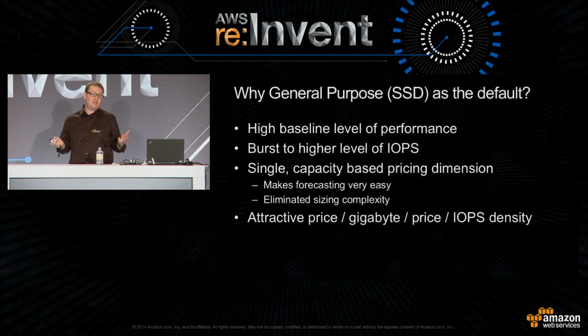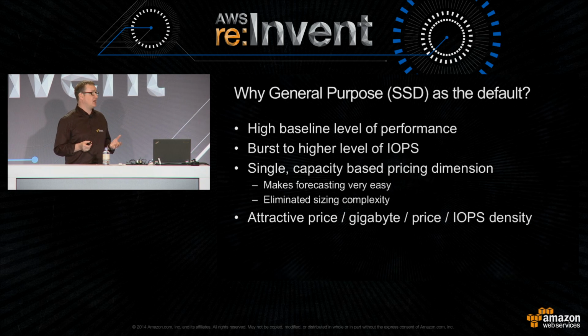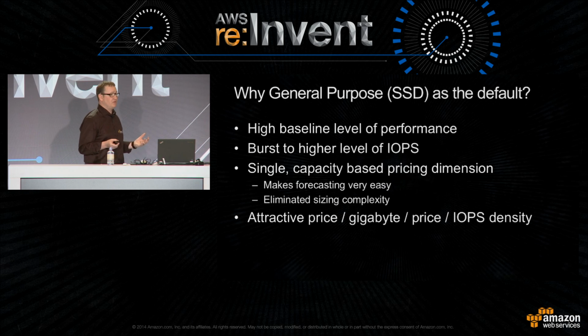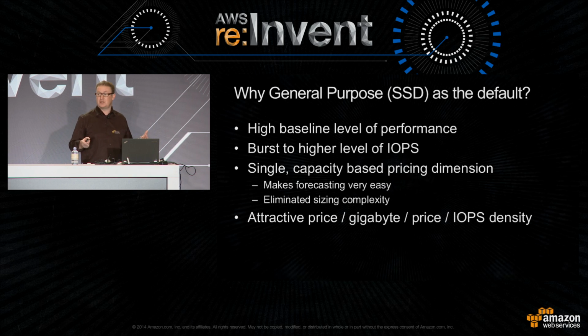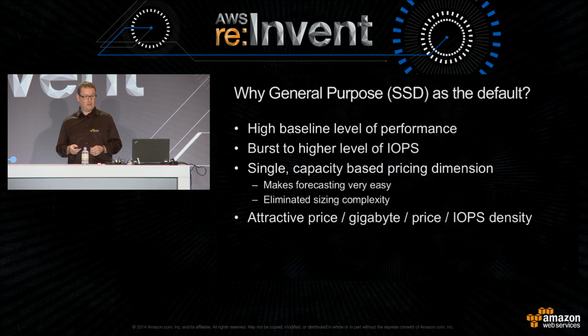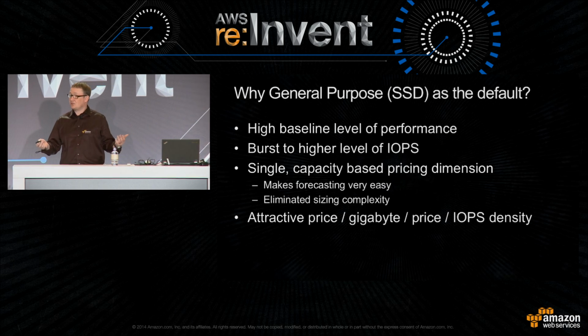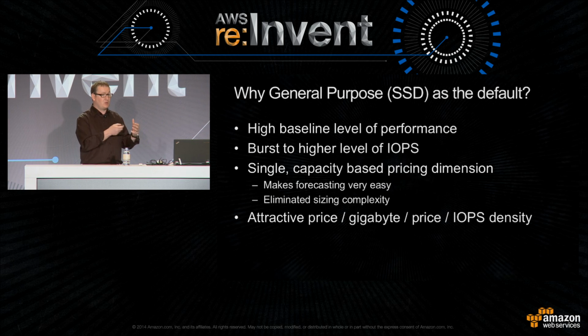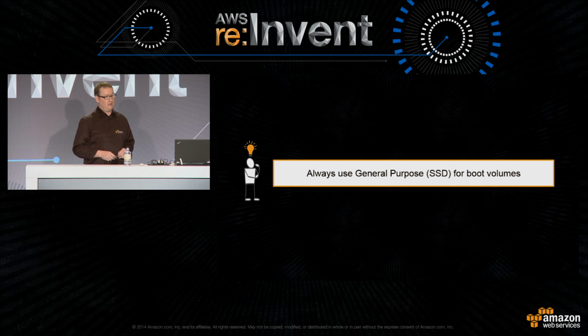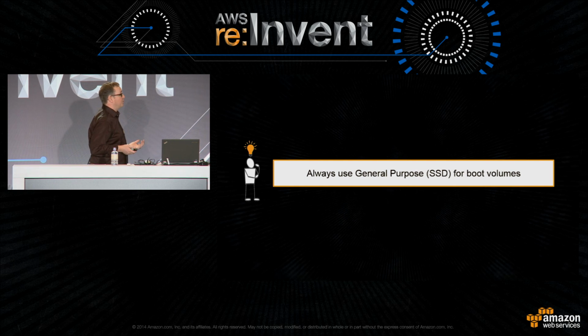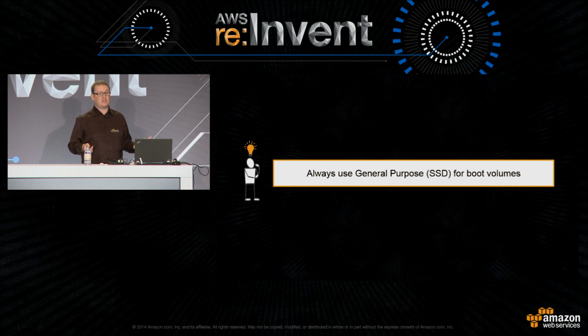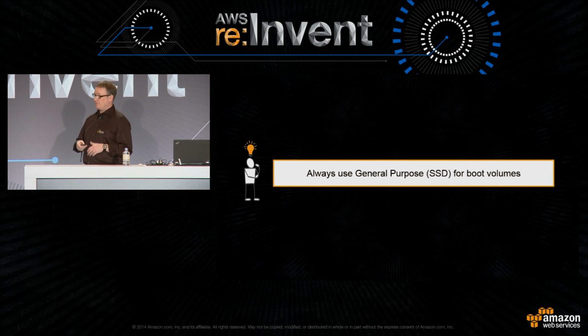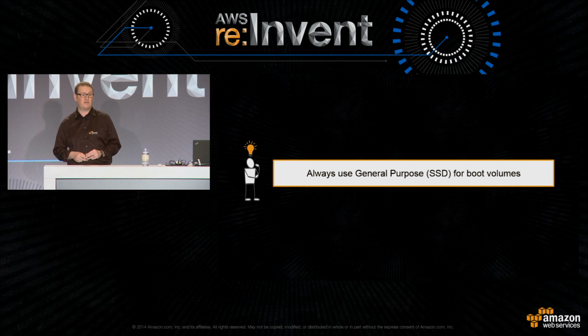We changed the pricing. It's a single price, 10 cents per gigabyte per month. It should be very simple for you to architect out what it's going to cost to run a solution based on the storage it requires. And from our side and your side, it's just very attractive. All of the numbers line up. You got a lot of IOPS for a really good price and a really good density. So big takeaway here, please, would be always use general purpose SSD for boot volumes. If you're not doing it today, the one thing I impart upon you is that, please do that. It makes such a huge difference to your applications.